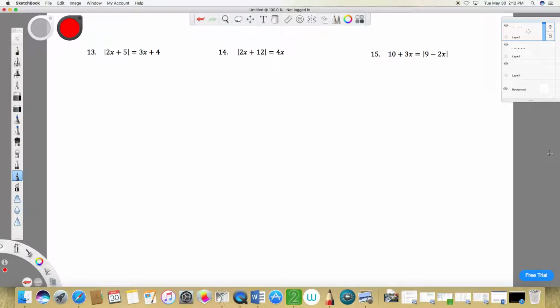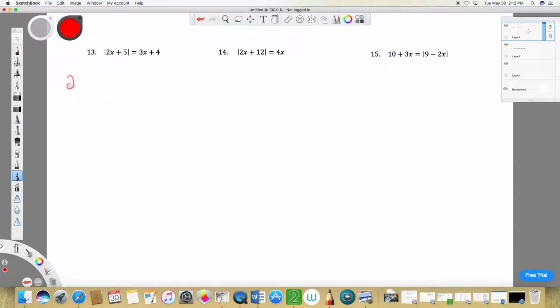Let's take a look at three problems here, absolute value equations. And this time notice that there's a variable on the outside of the absolute value symbol, so we have to make sure that we check for extraneous solutions on these problems. So let's come over here on number 13.